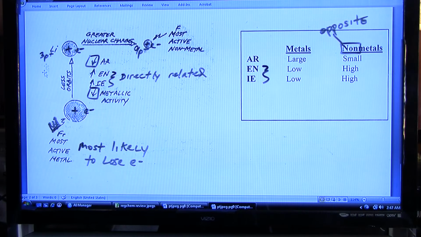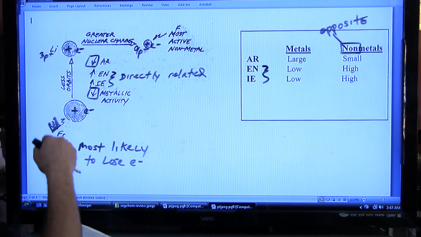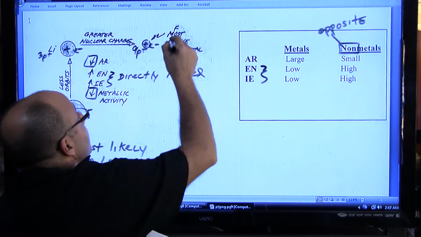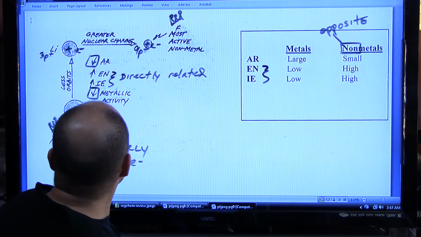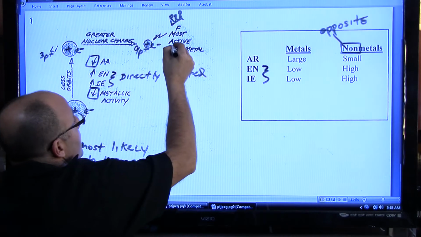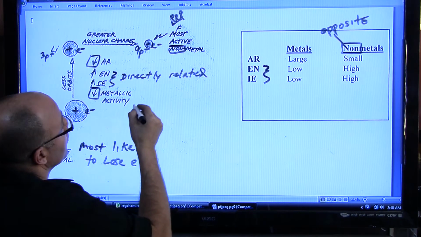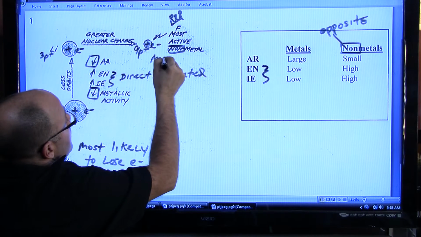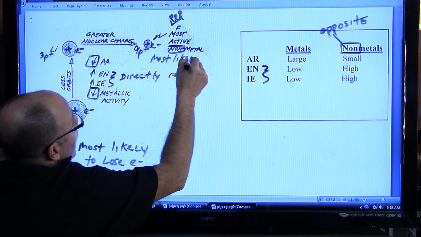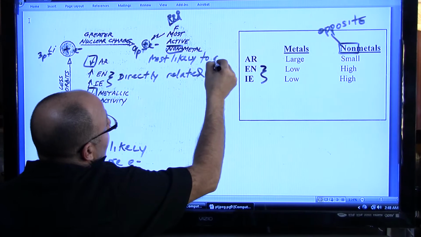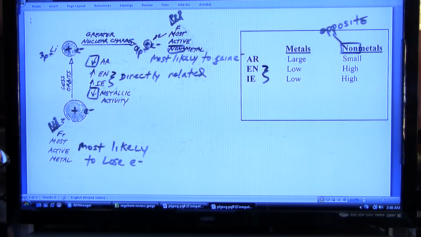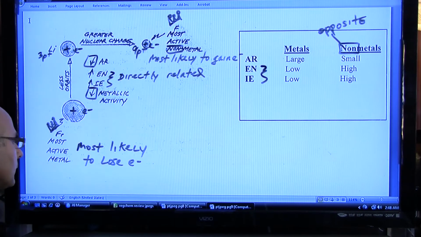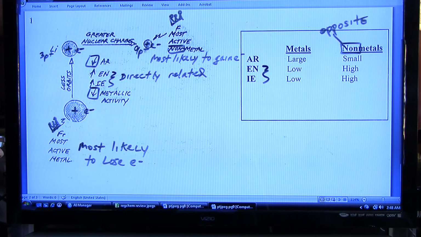They're less active as metals. And to the right, they start becoming more active as nonmetals until we get to the king of nonmetals, which is fluorine, and is the most active nonmetal because it is the one most likely to gain electrons. So, most likely to gain electrons. So metallic activity is a tendency to lose electrons. Non-metallic activity is a tendency to gain electrons.